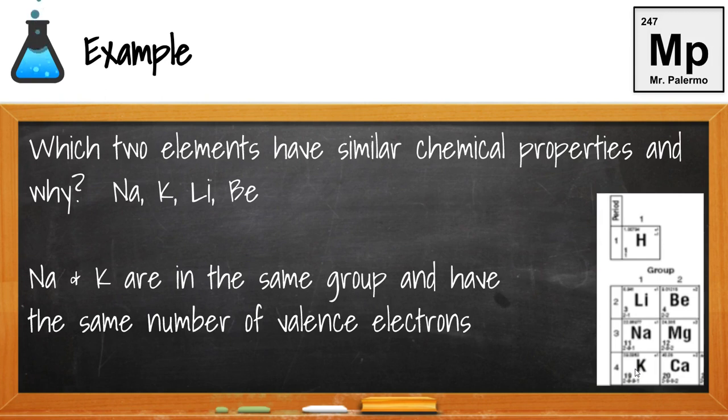So let's look at an example. Which 2 elements have similar chemical properties and why? So from the list here, Na, K, Li, Be. So here's Na, K, here's Li, and here is Be. Out of that list, which two have similar properties? And the answer is going to be Na and K because they're in the same group and they have the same number of valence electrons, which happens to be 1. So they're going to have similar properties and similar reactivity.